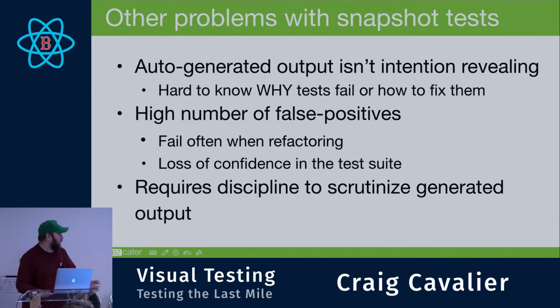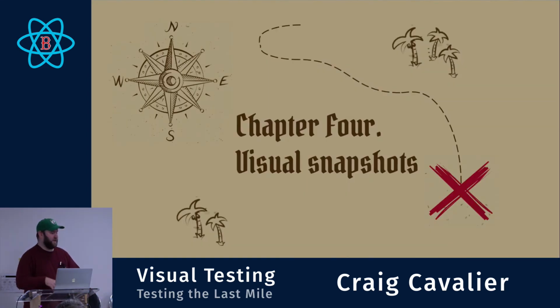It also required us to have a lot of discipline to go through our generated outputs and figure out why they were failing. Like, why did it make sense? And anyone who's used Jest snapshot knows that if you press U, it just updates all the snapshots. So it really required a lot of discipline for us to not do that and actually look at the snapshots to figure out why things were breaking. So that wasn't really panning out quite as we had wanted, which led us to the next chapter on our journey, visual snapshots.